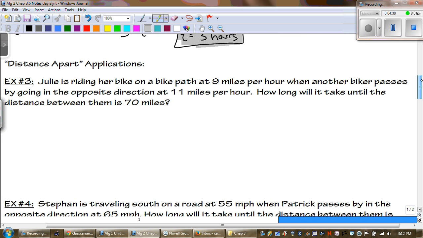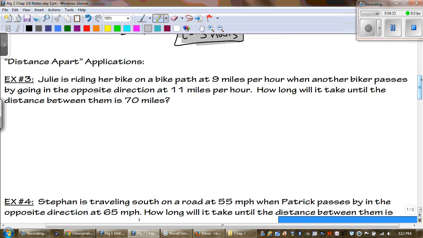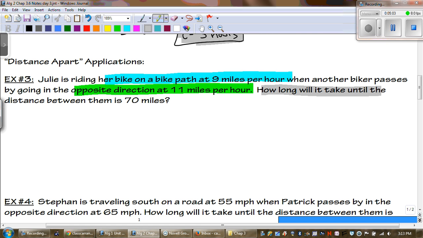All right. Problem number 3, some of your favorite problems. These are called distance apart applications. So we know that Julie, that's our first one, is riding her bike on the path at 9 miles per hour. She passes another biker going the opposite direction at 11 miles per hour. We want to know how long it would take until the distance between them is 70 miles?